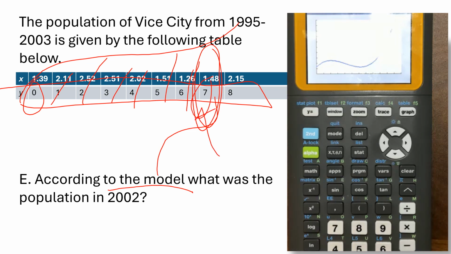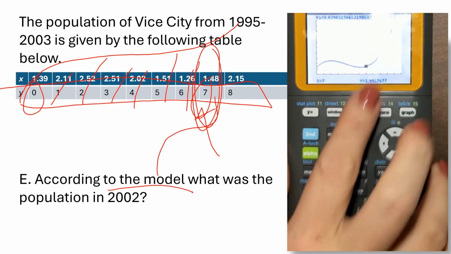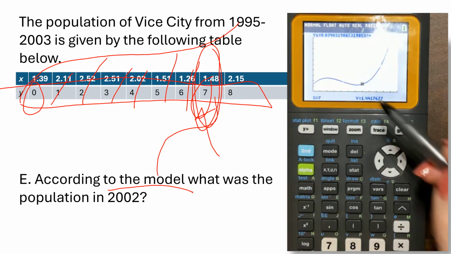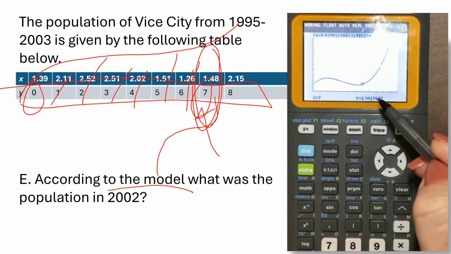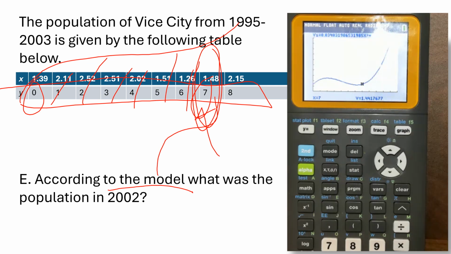So this is year 7, according to my model, second trace, value 7. And if I move in here, I'm going to move it 6 places to the right. 1, 2, 3, 4, 5, 6. So in the year 2002, according to the model, we can assume there'd be 1,441,767 people living in the city.